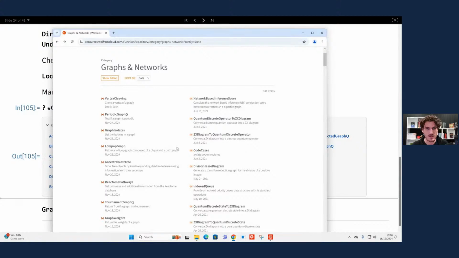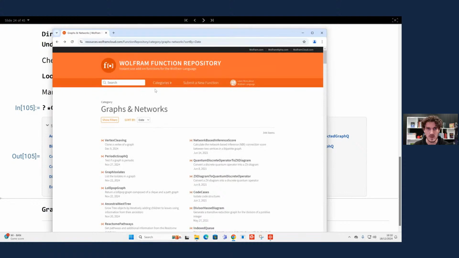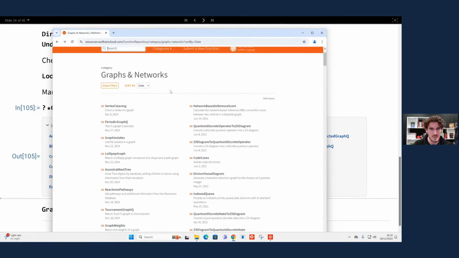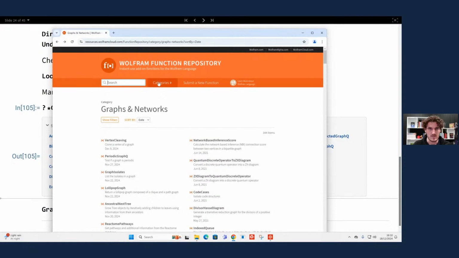Okay, and you can use all of these, right? Sometimes it's hard to know what there is a function for and what there isn't. So this is where the notebook assistant comes in because it's been trained on the function repository and it knows all of these. But if you don't have that, then you can go on here, search, look at categories, you know, control F. I don't know. But yeah, there's over 3,000 of these.